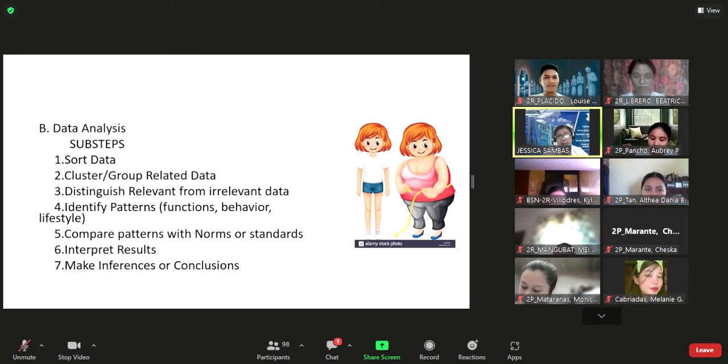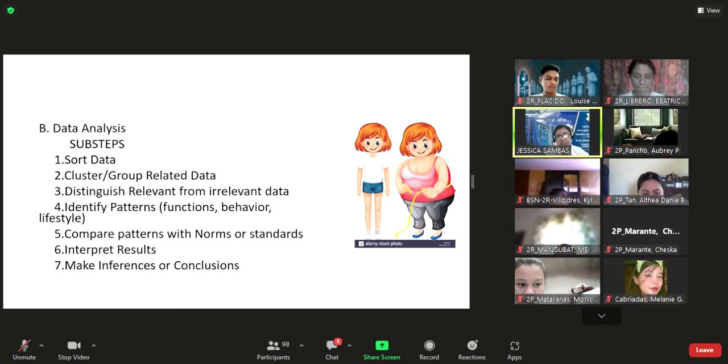All right. Now, after that, we are going to cluster. When you say clustering, you group together all the related data. Okay, group it together. Alam niyo yan sa ating individual NCP, you do clustering. Kaya nga lang, ginagamit natin sa individual NCP is Gordon's functional health patterns. Dito, ang gagamitin naman natin, we cluster all together those related data which is being sorted already according to the 5 categories. Okay, so kunyari, home and environment. Cluster all of those data that has something to do with the home and environment.